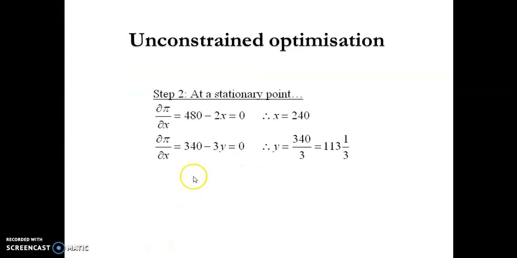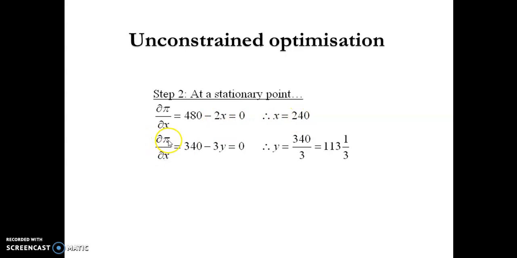Step 2. Next, we are going to set our first order partial derivatives equal to 0. So here's our first order partial derivative with respect to x, which was 480 minus 2x. If I set it equal to 0, I can solve for x, and x is going to be equal to 240. If I take the 2x over, it becomes positive, and 480 divided by 2 is simply 240.